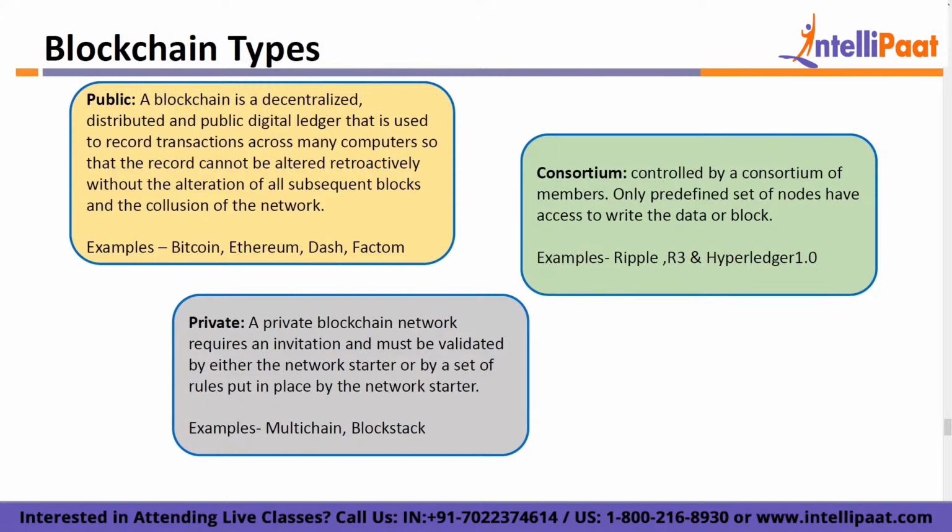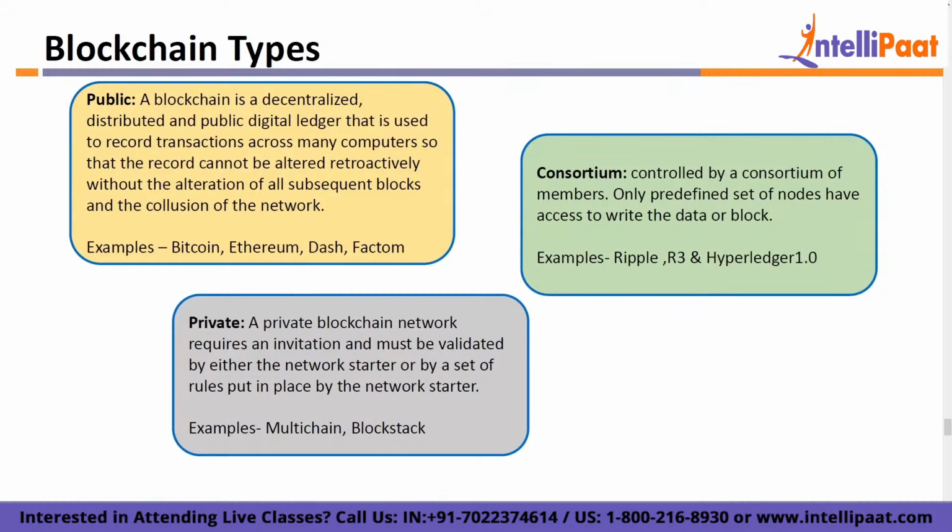As the name suggests, these are private blockchain networks that require an invitation and must be validated by either the network starter or by a set of rules put in place by the network starter. So they have well-organized algorithms written so that whenever new joiners come to the blockchain network, they are validated, they are given certain access that is again restricted, and they need to perform their transactions accordingly. Examples: MultiChain and Blockstack. These are certain examples of private blockchain networks.